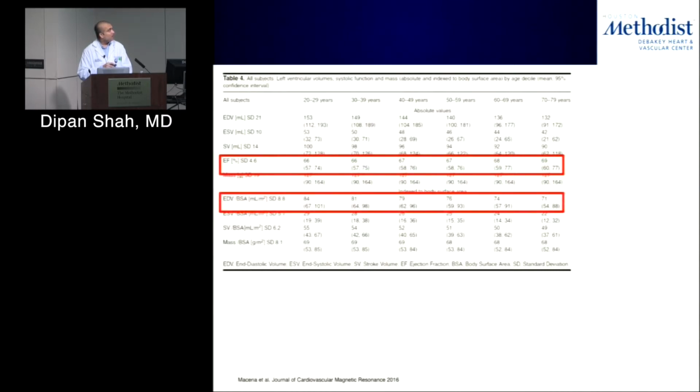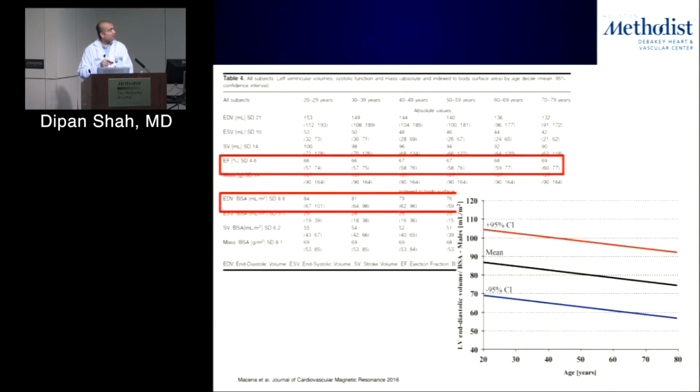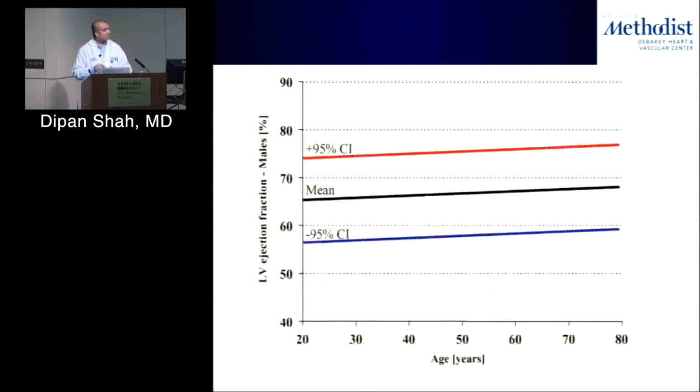Now the other thing it's also important to keep in mind is that normal values change with aging, right? So this actually is a series of patients that they looked at in different deciles of age, 20-year-olds, 30-year-olds, 40, 50, all the way up to 80-year-olds. And you can see when we talk about end diastolic volume, there's a gradual decrease in both the mean as well as the upper and lower bounds of end diastolic volume with aging. And then the opposite thing for ejection fraction, where there's a gradual increase in ejection fraction with aging, both the upper and the lower bounds.